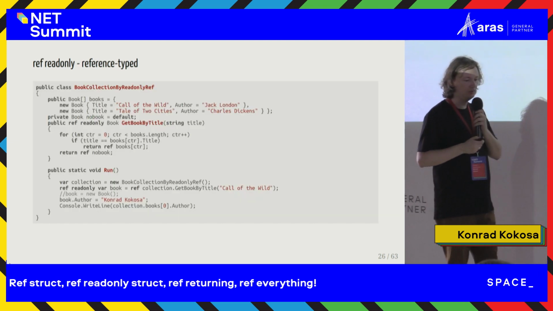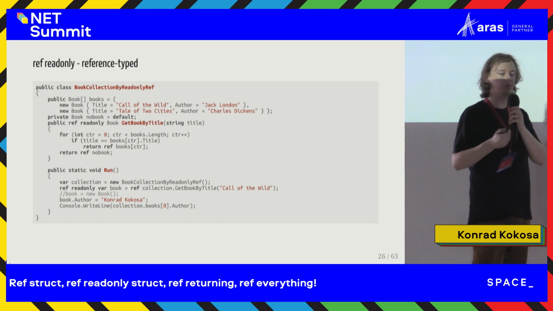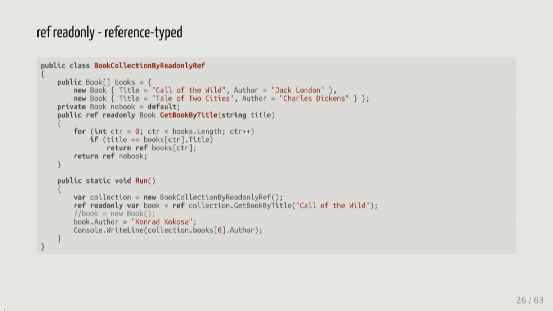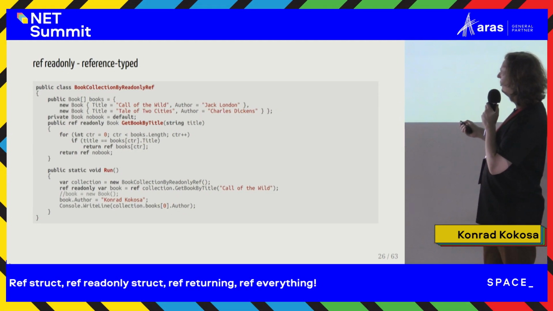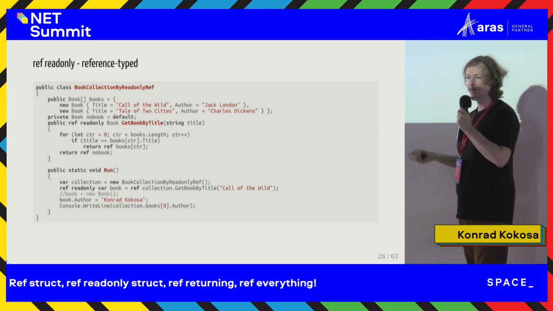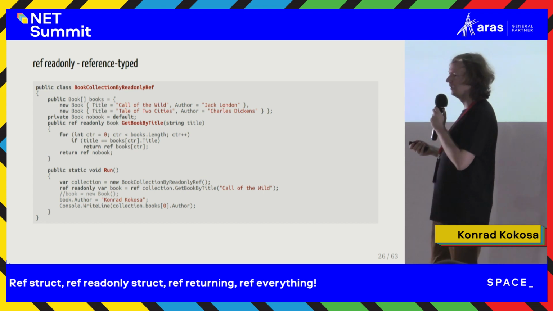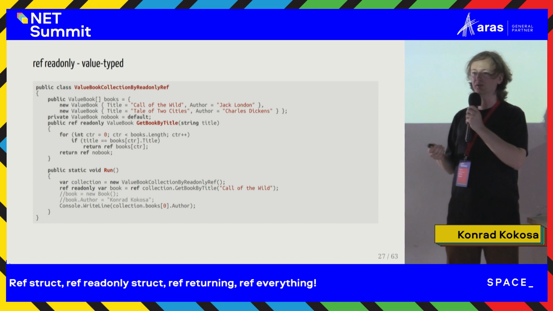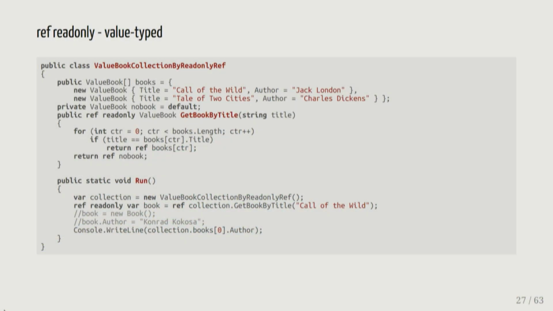So if we have a reference-typed ref, so we are ref returning a Book, which is a class, which is a reference, the only thing which is protected is the reference itself. So we are getting the reference to a book, and we can't change the reference. But we can change the object itself. We can change its fields and so on, because only the reference is protected, not the object itself. In case of value types, like structures, the protected thing is the structure itself. So this won't compile, because it is a readonly ref to a struct Book, so we can't change any fields of it, because the compiler won't allow it.